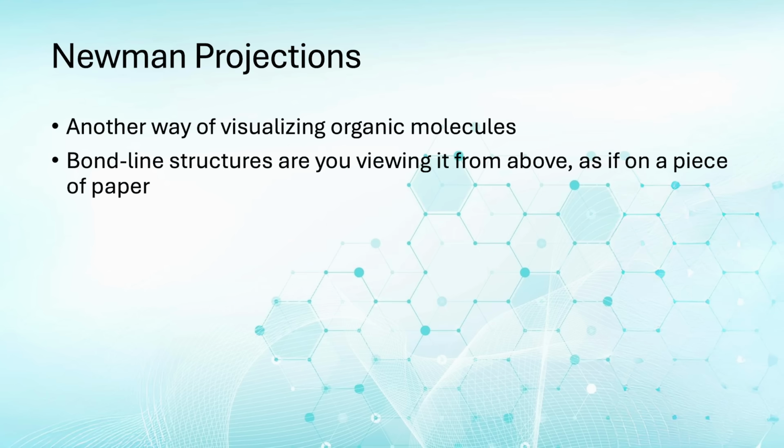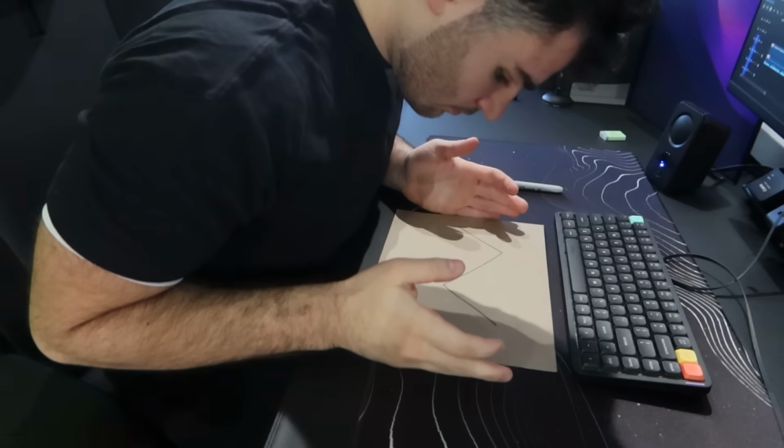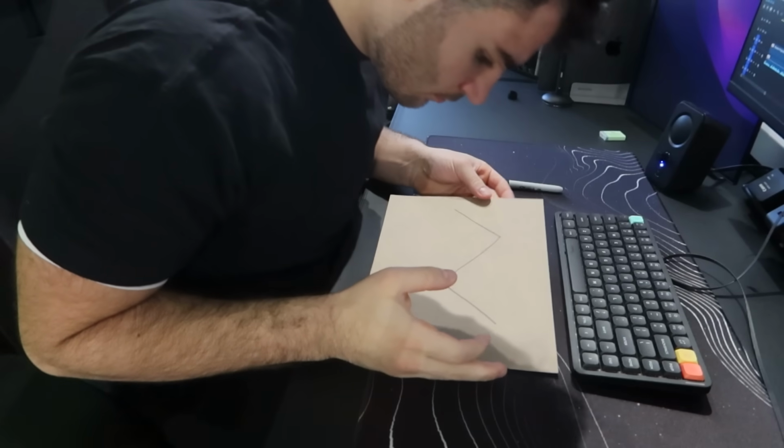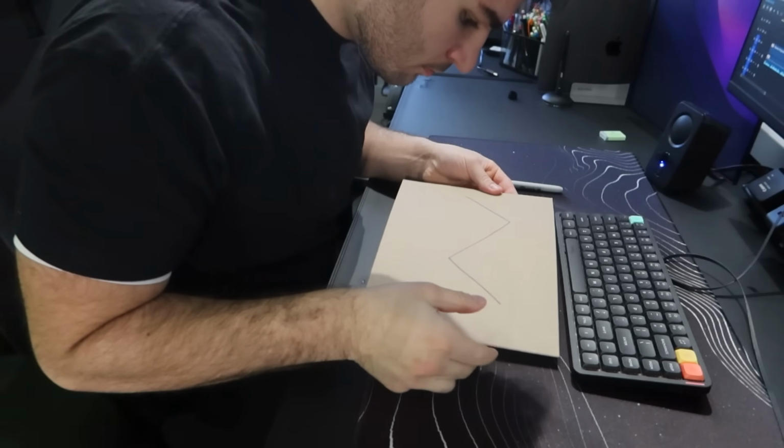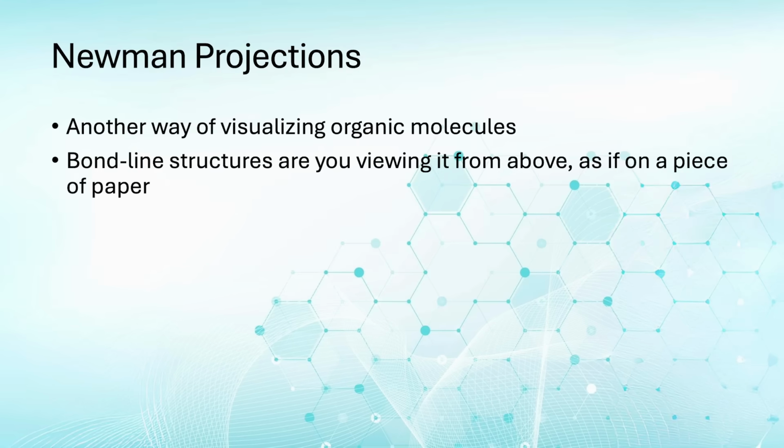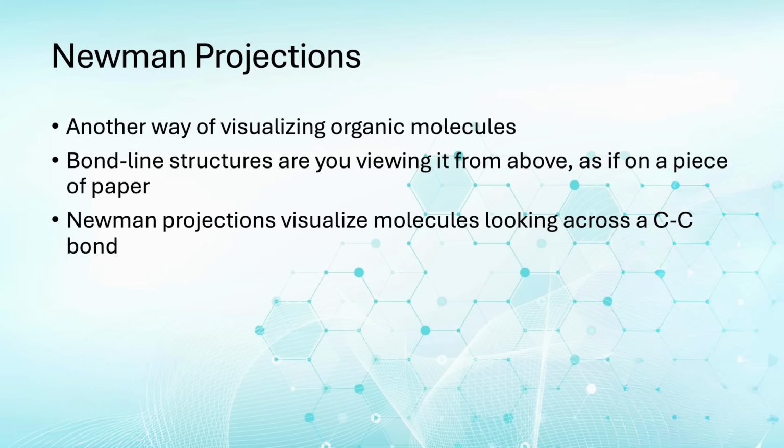I want you to understand that when we draw bond line structures, we're visualizing them in the plane of a paper. If you're watching this video on a screen and you have a notebook in front of you, look at your notebook from above. The bond line structure we've been drawing this whole time would be flat on your notebook, like so. To draw Newman projections, we need to change our perspective of bond line formulas.